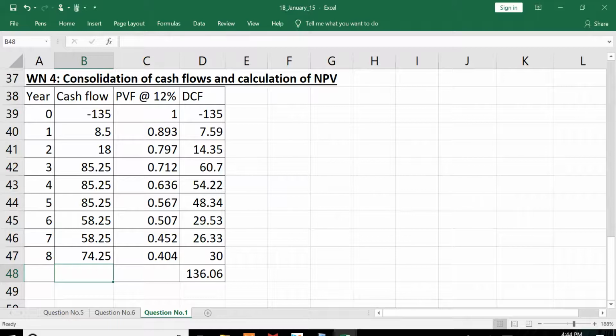Step 2 plus step 3. Step 2 is 58, step 3 is 16. You have to add that. You get an NPV of 136.06 lakhs. The NPV is 136.06 lakhs.